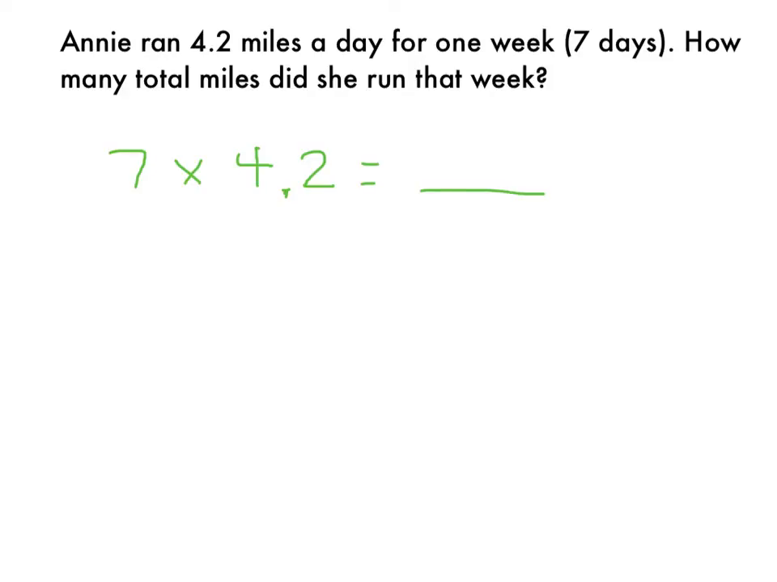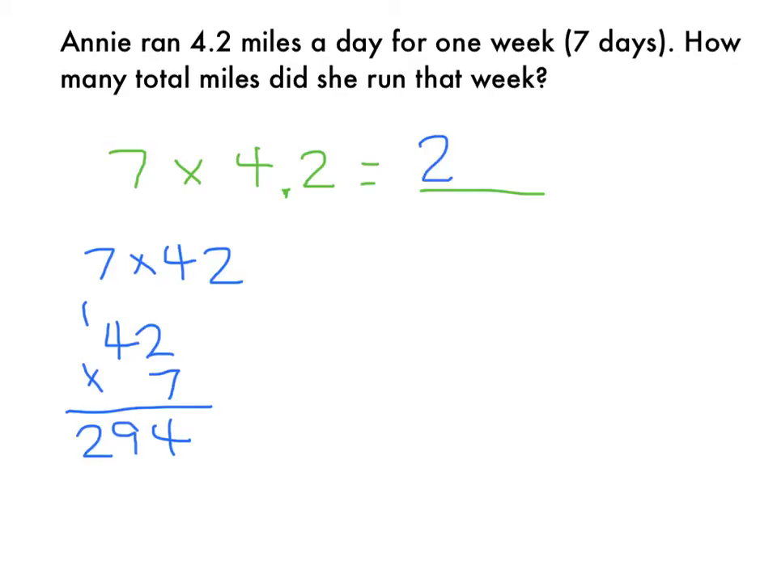Okay, so my strategy is that I'm going to think of this as whole numbers, and then I'm going to reason where the decimal point should be. So I'm going to think of this as 7 times 42, and I'm going to solve that. 42 times 7. 2 times 7 is 14. 4 times 7 is 28, plus 1 is 29. Okay, so my answer is this. But now I have to remember that I had a decimal point. So it wasn't 7 times 42, it was 7 times 4 2/10. So now I need to reason where the decimal point should go.